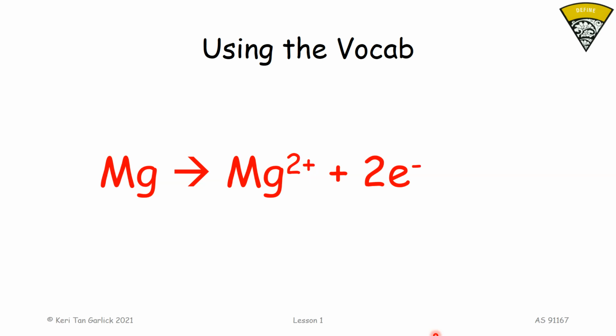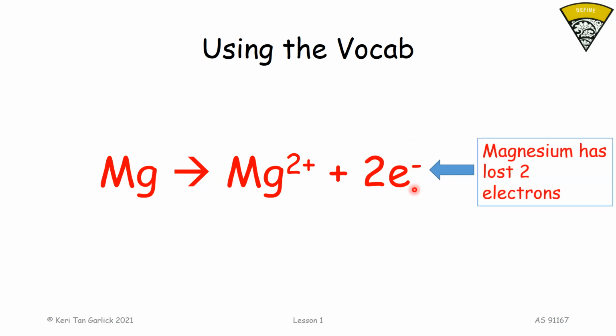But this is an example of a half equation. I have the magnesium metal losing 2 electrons to become the magnesium 2+ ion. And you guys have seen this last year when we were talking about the formation of ions and stability, because we know that we're trying to reach that octet rule. Now, when I'm looking at this equation, I notice that the electrons are on the product side of it. So since it's on the product side, this magnesium in the elemental form has lost 2 electrons. It has lost 2 electrons to form the positive 2 ion.